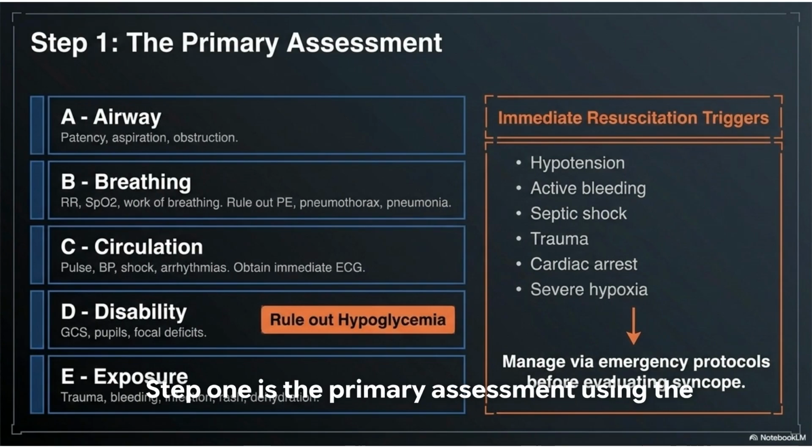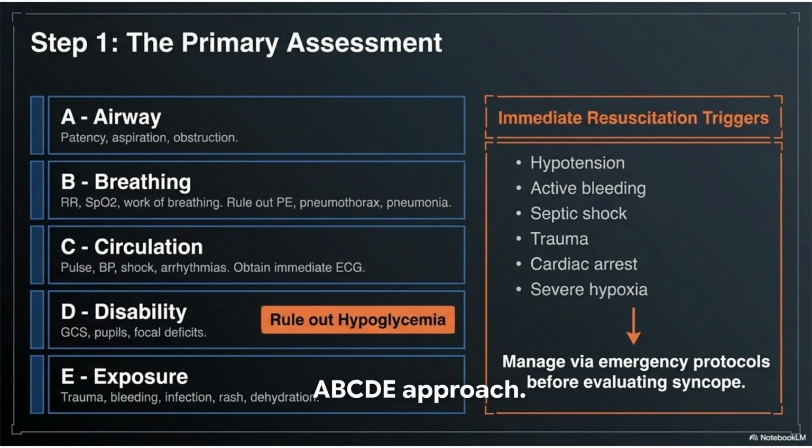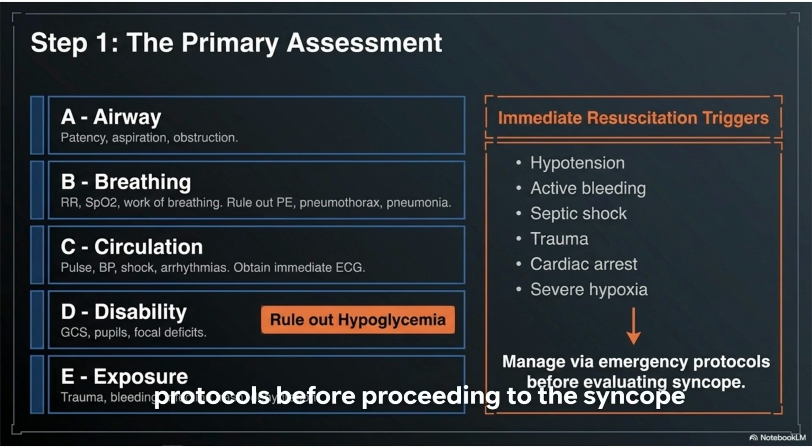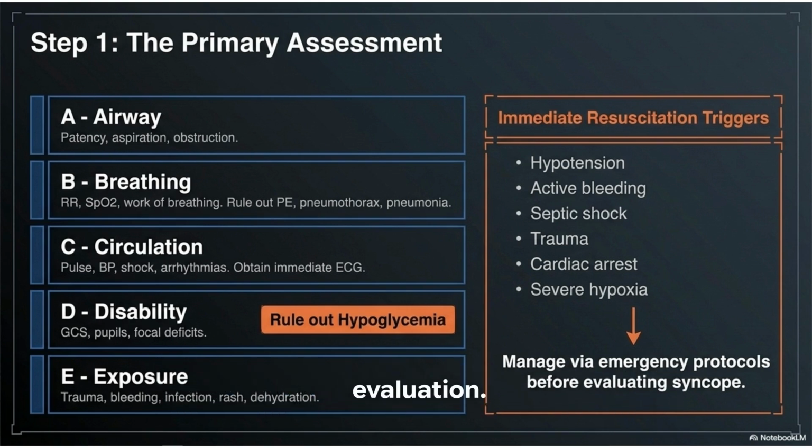Step 1 is the primary assessment using the ABCDE approach. Always rule out immediate life threats like airway obstruction, respiratory failure, hypotension, or cardiac arrest. Manage these emergencies with specific protocols before proceeding to the syncope evaluation.